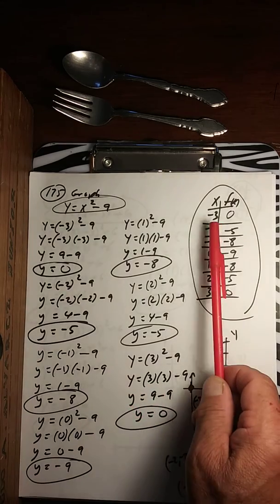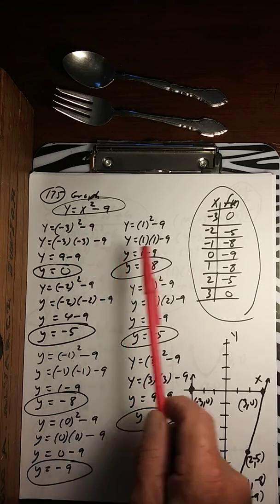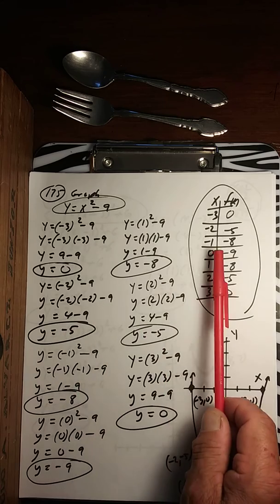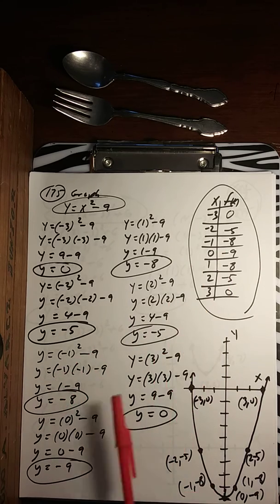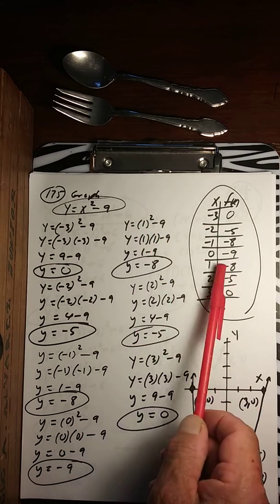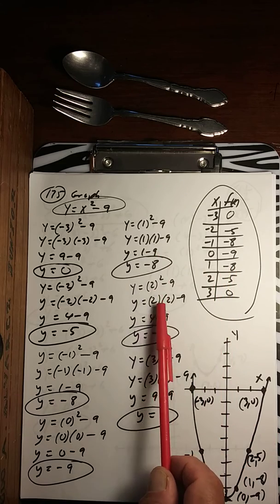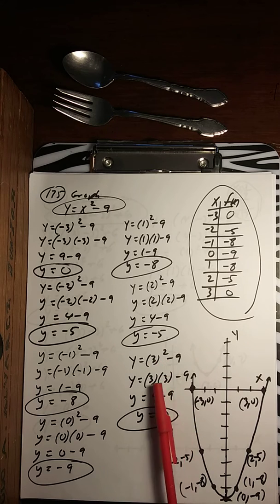Graph this. Put some numbers in there. Negative 3. Put it in there. You're going to get 9 minus 9 is 0. Negative 2. Put it in there. That's going to be 4 minus that. Put a negative 1 in there. Negative 1 squared is 1. 1 minus 9, negative 8. Put a 0 in there. 0 minus that, negative 9. 1 in there. 1 times 1 is 1 minus that, minus 8. 2 in there. 2 times 2 is 4. 4 minus that is negative 5. 3 in there. 3 times 3 is 9. 9 minus 9 is 0.